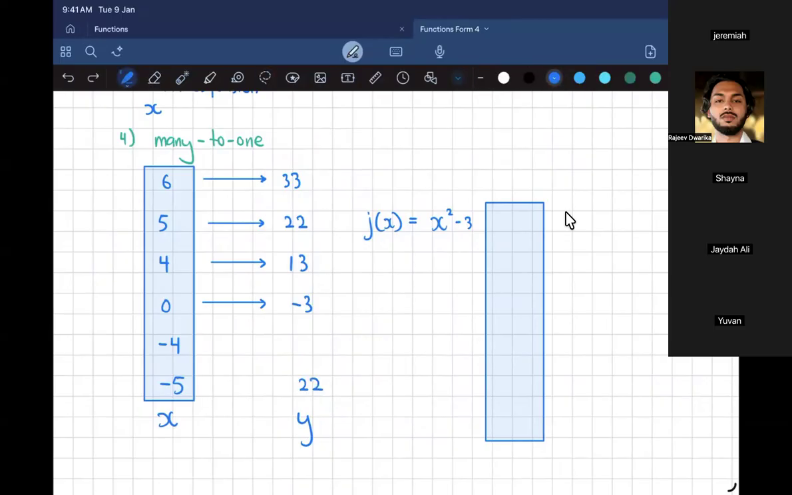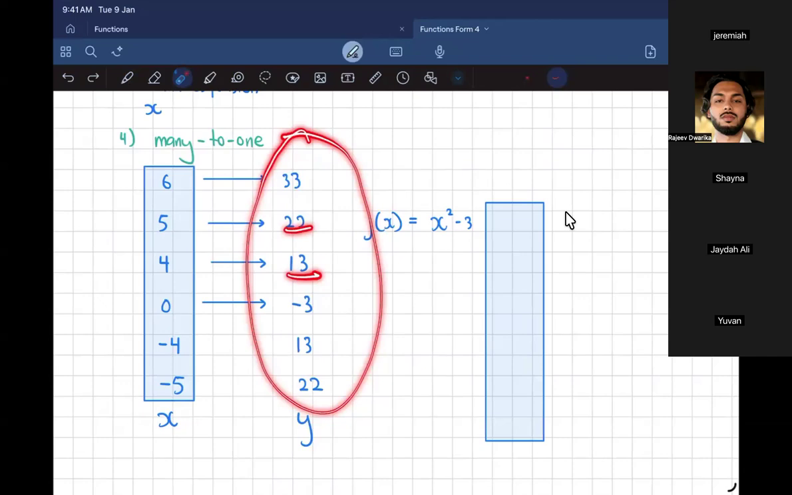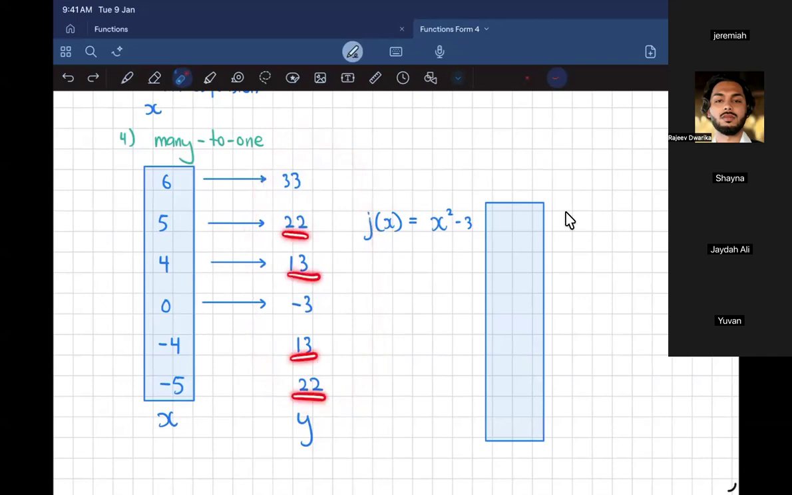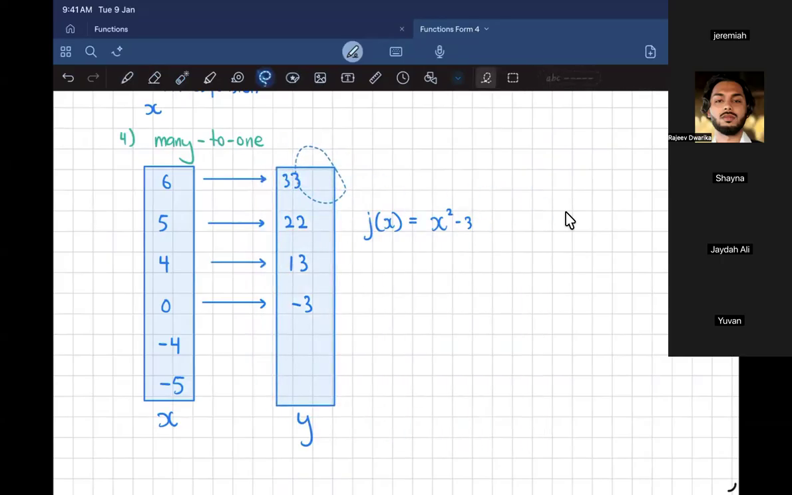It didn't make sense to put 13 and 22 because I already had 13 and 22 over here. If I write back 13 and 22, why am I doing that? It already has a 13 and 22, I don't need to. If you rewrite it twice, it would be a 1-to-1. It still wouldn't be a 1-to-1, Jada. It still wouldn't be a 1-to-1.